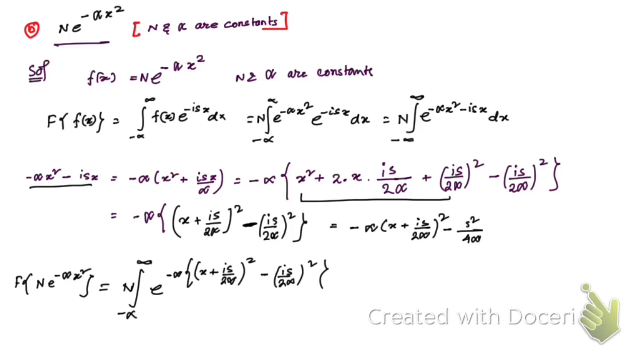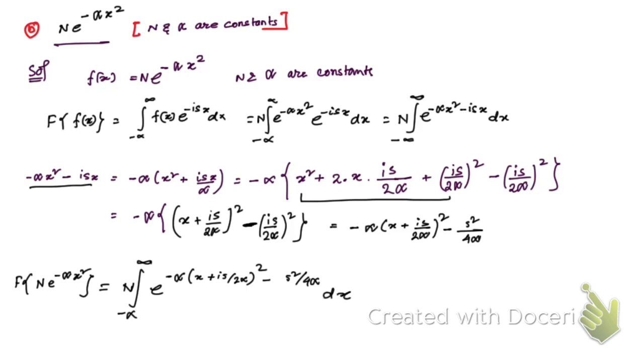So hope you have understood this. So instead of this, we can write here minus alpha into x square, sorry, not x square, let me write the alpha properly, sorry, minus alpha into x plus is by 2 alpha whole square minus s square by 4 alpha. That's what we're going to have, right? That's what we have got into dx, right?